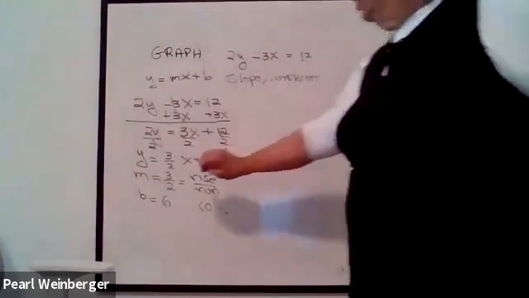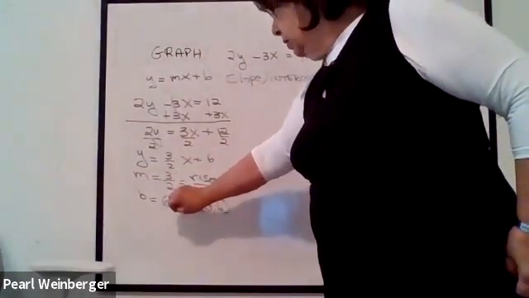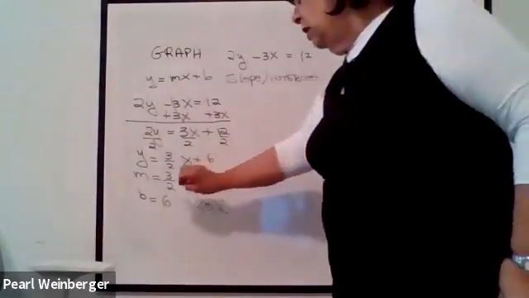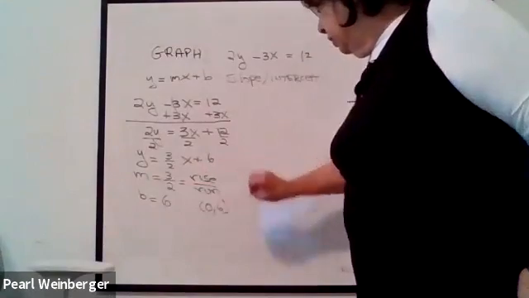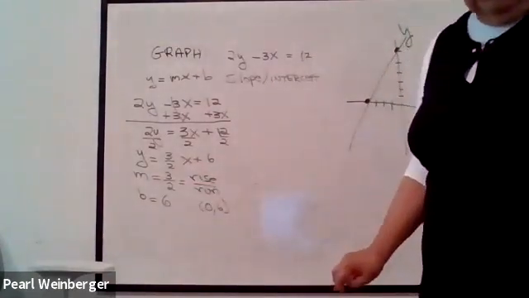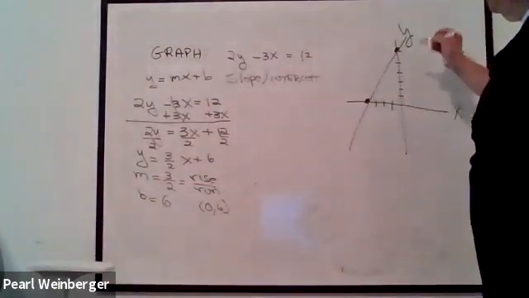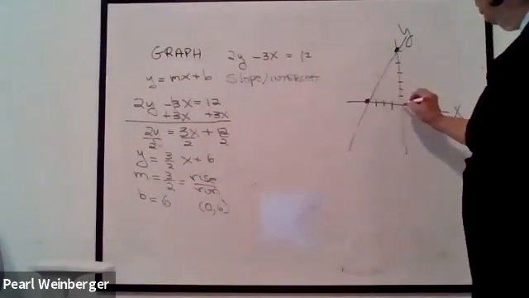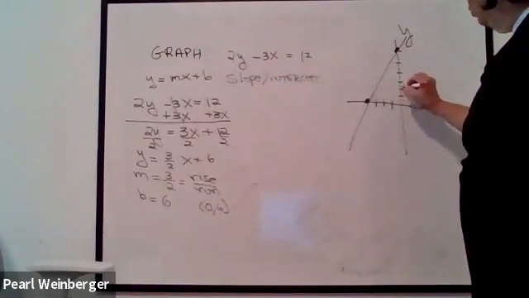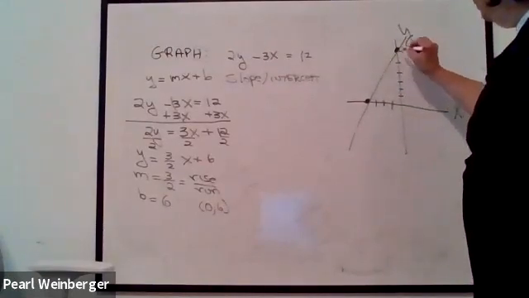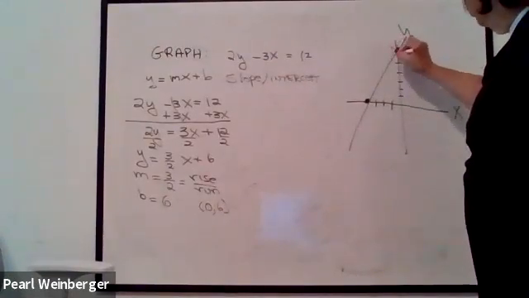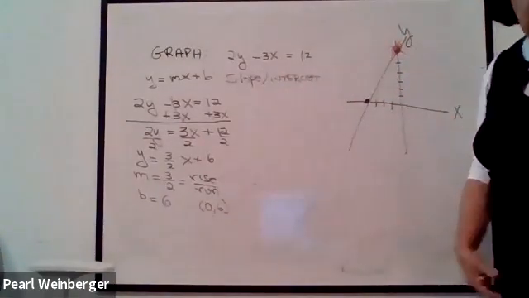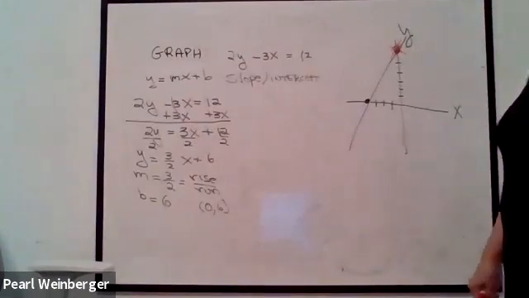Whenever we're using the slope and the y-intercept to graph a line, we start at the y-intercept. This is our starting point. We start at 6 on the y-axis. So here I go. 1, 2, 3, 4, 5, 6. Here's my first point. It happened to have been one of the points we had before, but that doesn't matter.